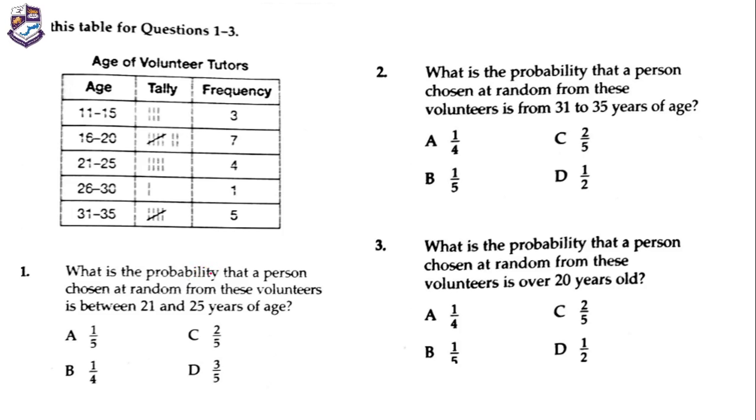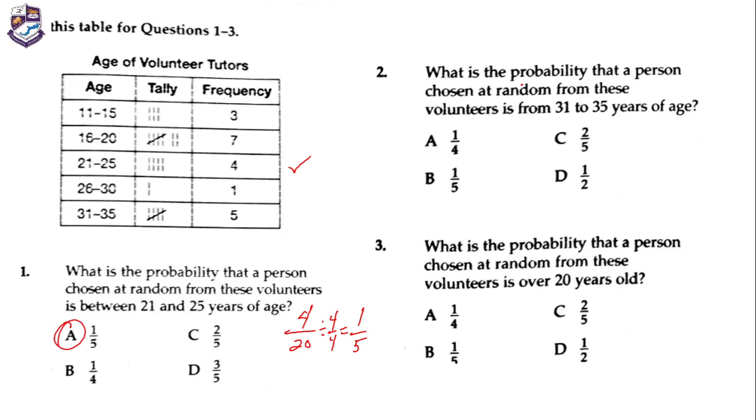So number one, what is the probability that a person chosen at random from these volunteers is between 21 and 25 years of age? So how many people are between 21 and 25? Well, it looks like 4 here, right? So 4 out of, and then when you add up all the people, that's what frequency is. It's basically how many tally marks, right? So when you add up all these people, it's 20. So 4/20ths, when you divide that by 4 over 4, is going to simplify to 1/5. So 1/5 probability that the person will be between 21 and 25.